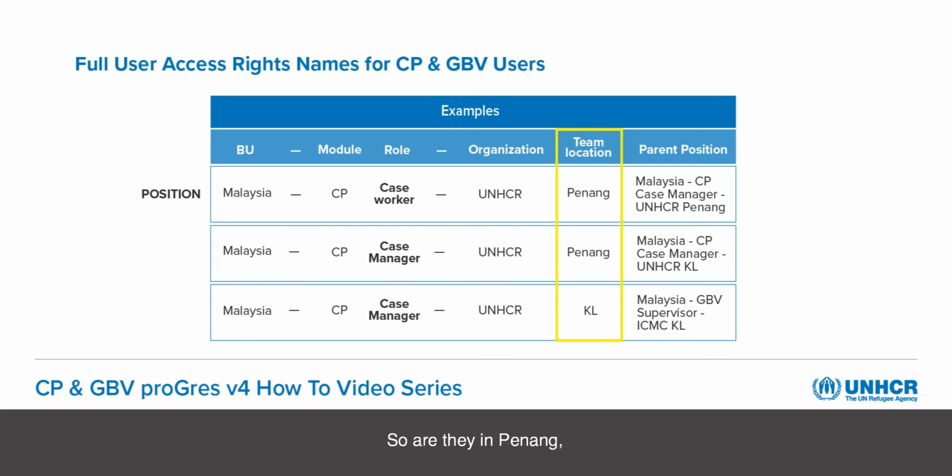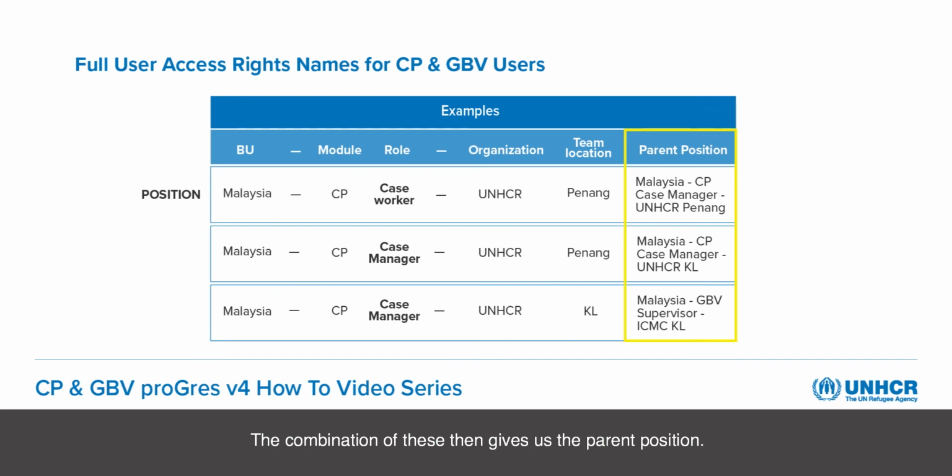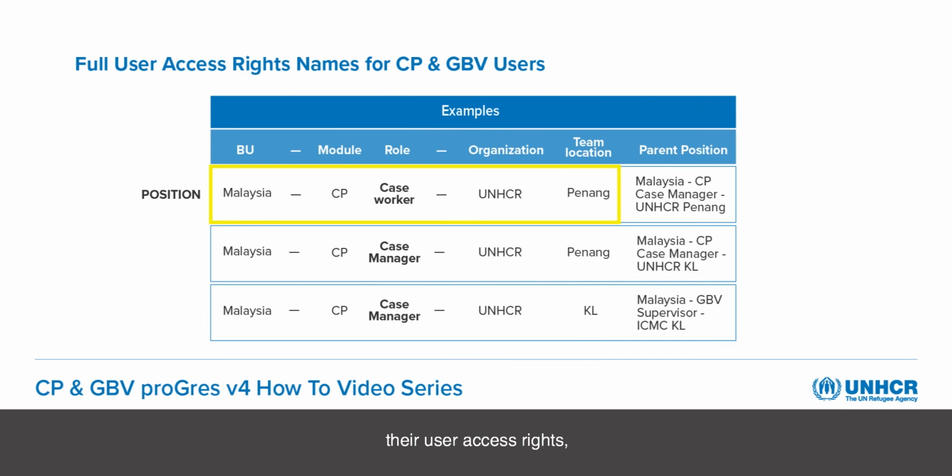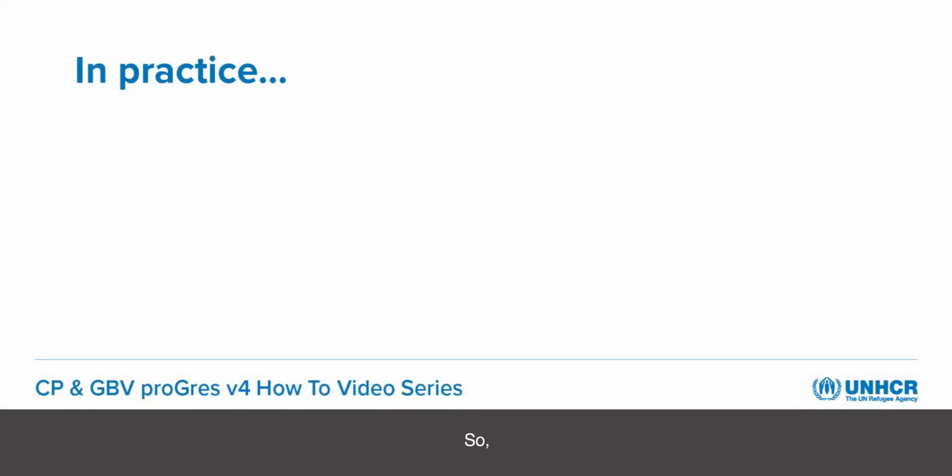That's their position. Team and location. So are they in Penang? Are they in Kuala Lumpur? The combination of these then gives us the parent position. So for this first individual, their user access rights, once we've outlined each of these positions, is going to be Malaysia, Child Protection Caseworker, UNHCR Penang. That's their position. So in practice, what does this look like?